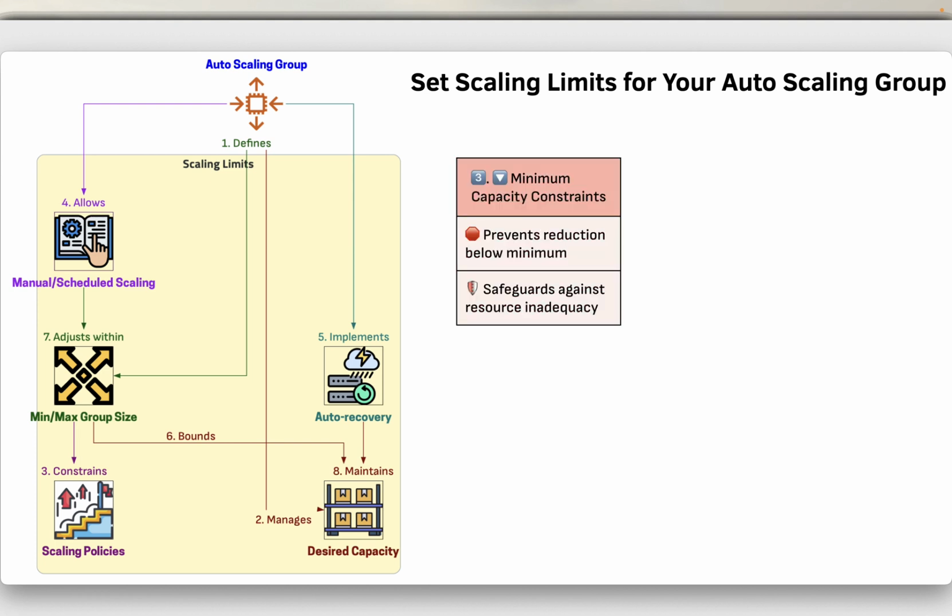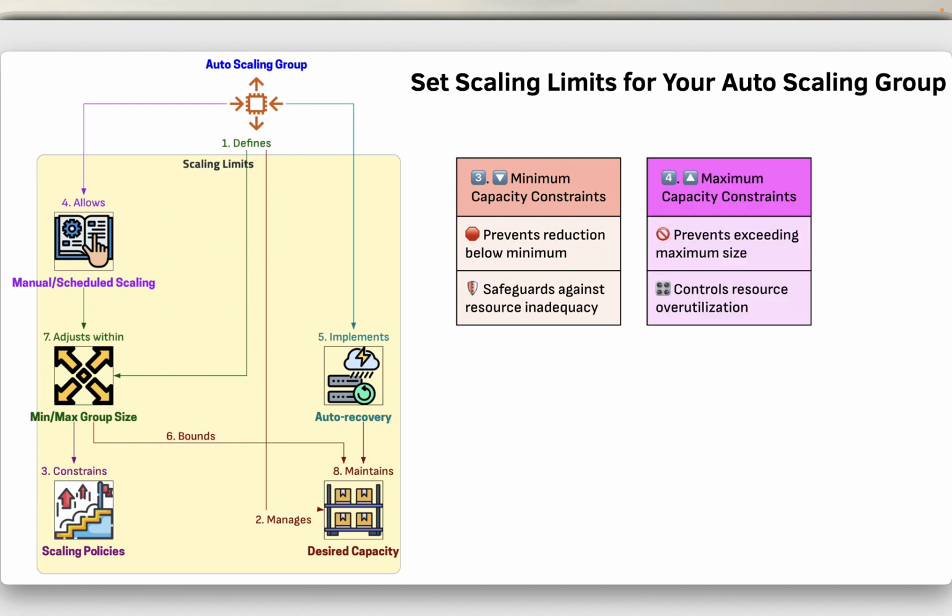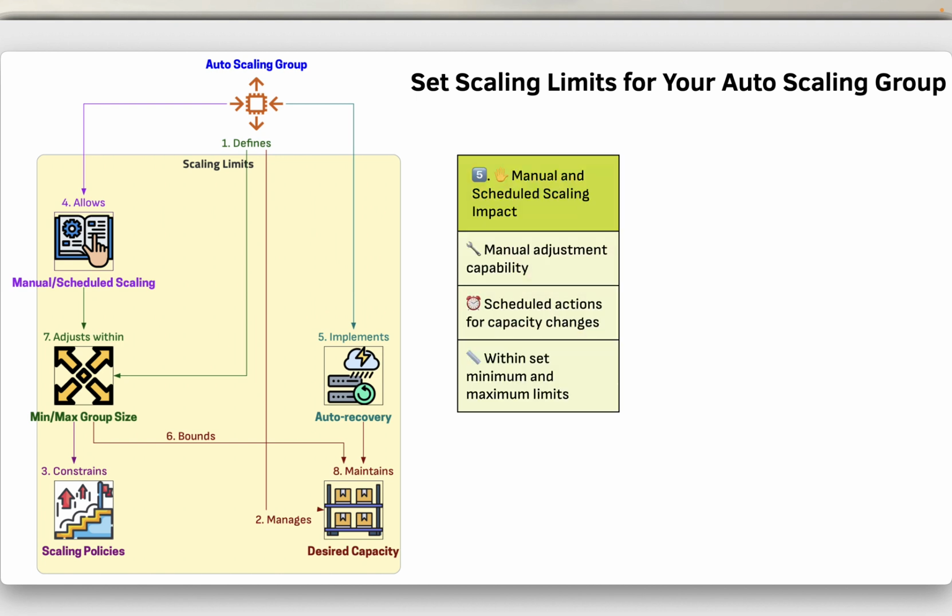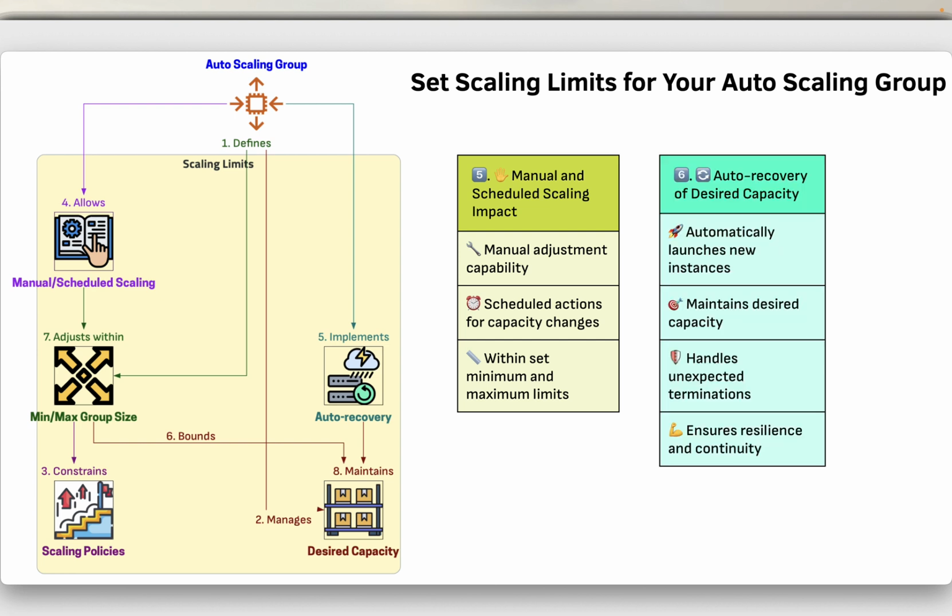Minimum capacity constraints. This ensures scaling policies do not reduce the group's size below the minimum set limit, safeguarding against inadequate resources. Maximum capacity constraints. This prevents scaling policies from exceeding the group's set maximum size, controlling resource overutilization. The ability to adjust the group's desired capacity manually or through scheduled actions within the set limits. Auto recovery of desired capacity: this automatically launches new instances to maintain desired capacity in case of unexpected terminations, ensuring resilience and continuity.